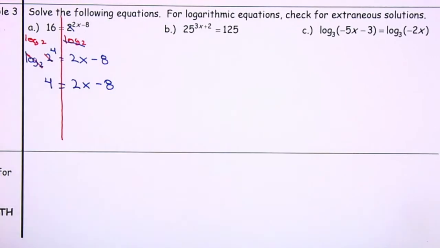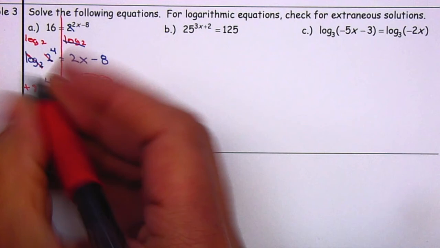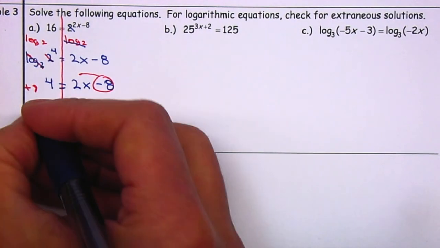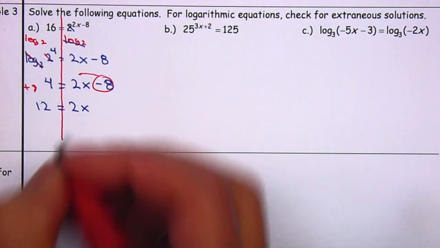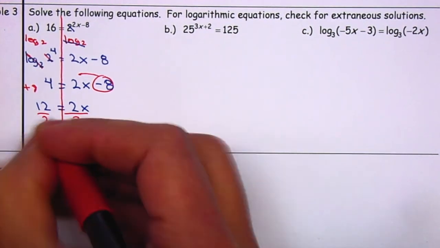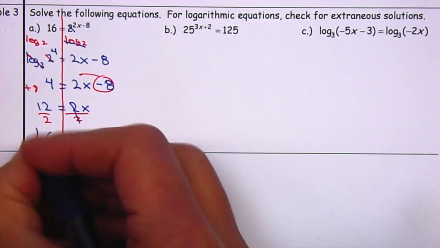I'm going to go ahead and move my 8 to the left hand side, becomes a positive 8. That'll give me 12 is equal to 2x. I'm going to divide by 2 on both sides. That will cancel. X is equal to 6.